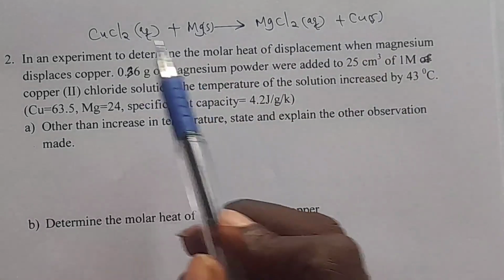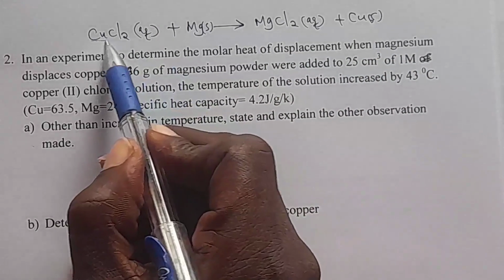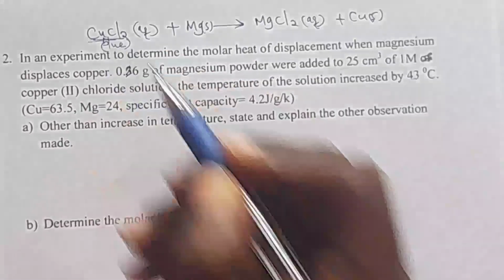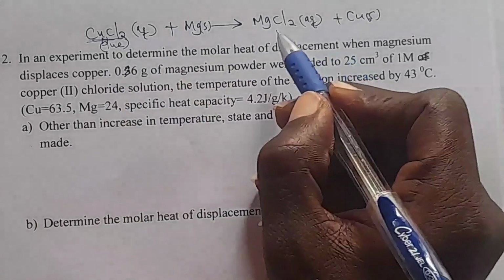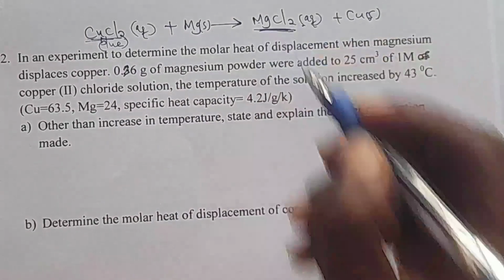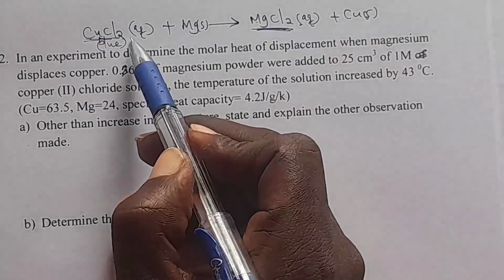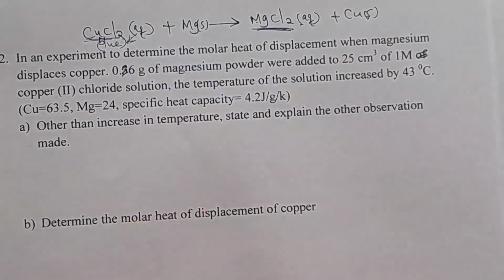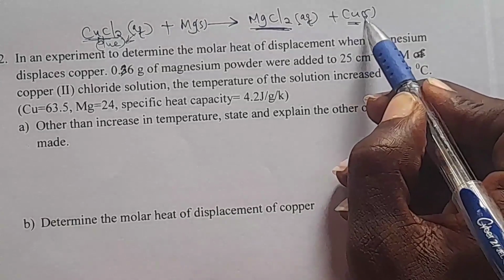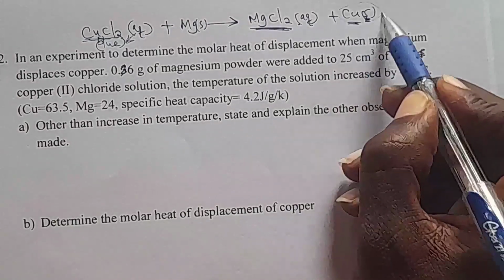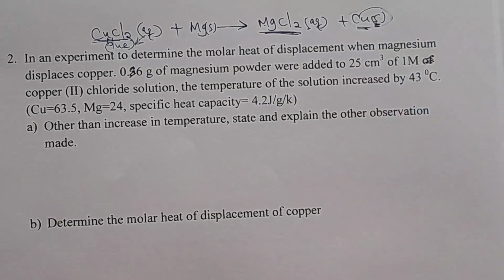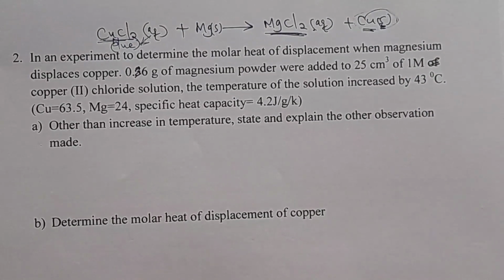Here we are having two observations. One of the observation is that initially copper 2 chloride is blue in color because it's having copper 2 ions which are blue in color. But when you come to this side, this magnesium chloride is a colorless solution. So one observation is the blue color of the solution fades. But the other observation that we can see here is copper being deposited, and the color for copper metal is red-brown. That means a red-brown solid is deposited. That's the other observation that you have there.